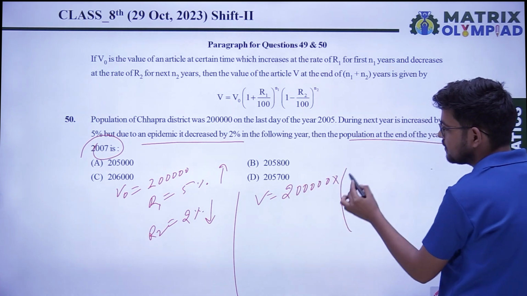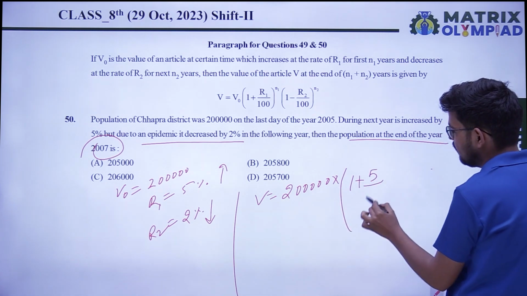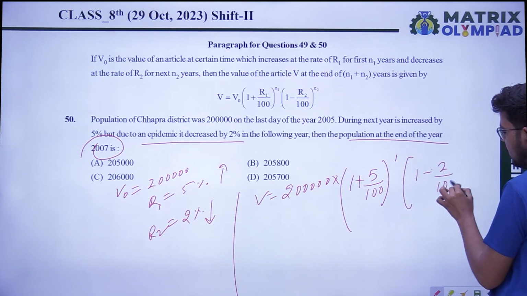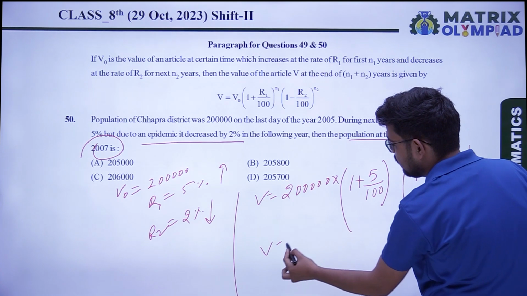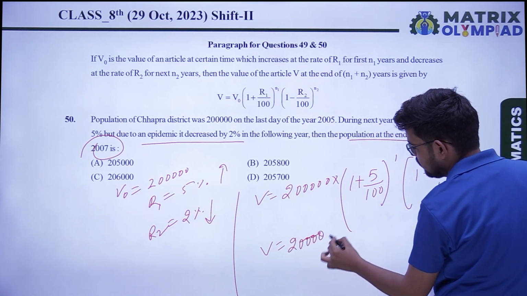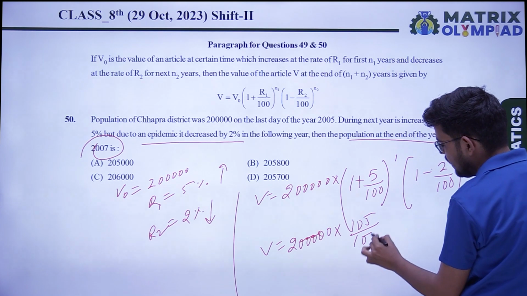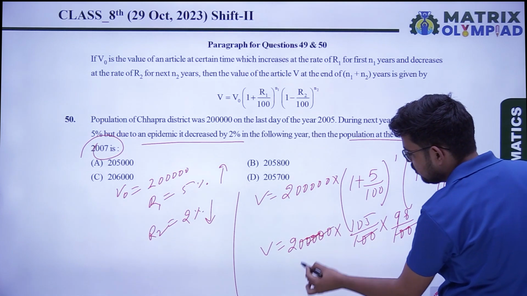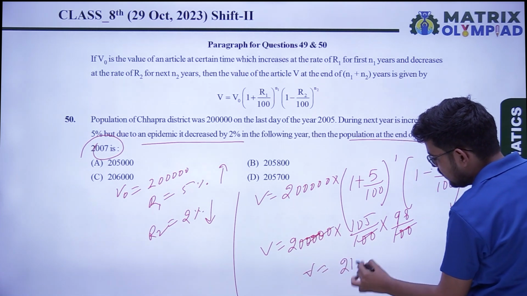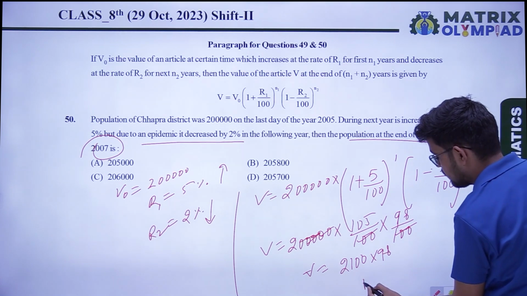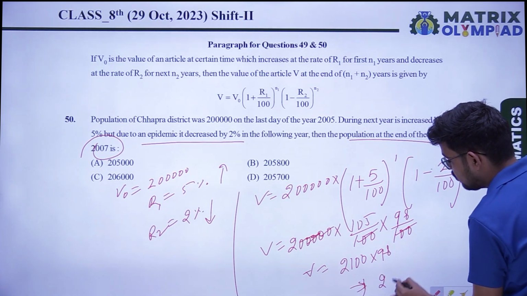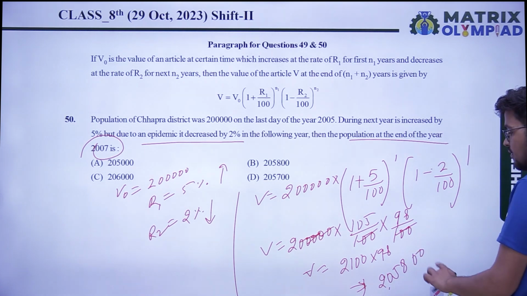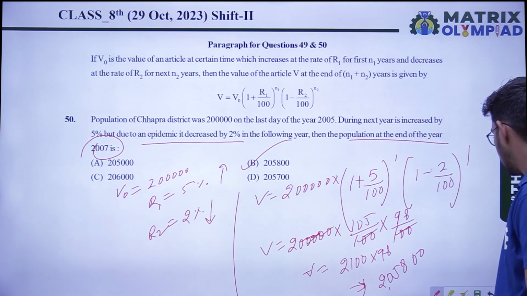into 1 plus R1 upon 100, that is 5 upon 100 raised to power 1, into 1 minus 2 upon 100 raised to power 1. So V equals 2 lakhs into 105 upon 100 multiplied by 98 upon 100. So the 100s cancel out. V will be 2100 into 98. So that will be 2058 into 100. So 2 lakhs 5,800. Option B is the correct answer.